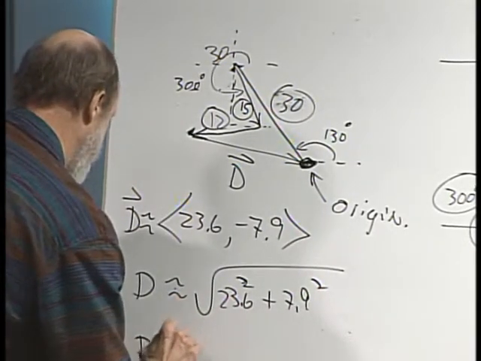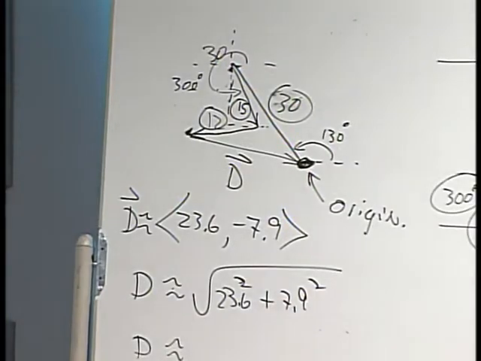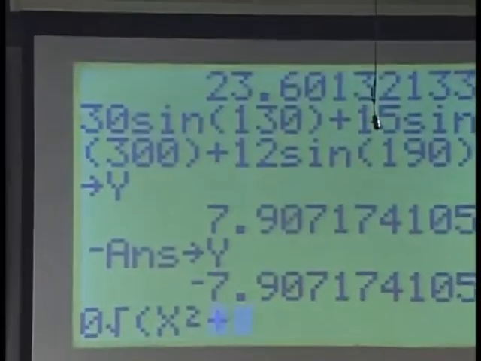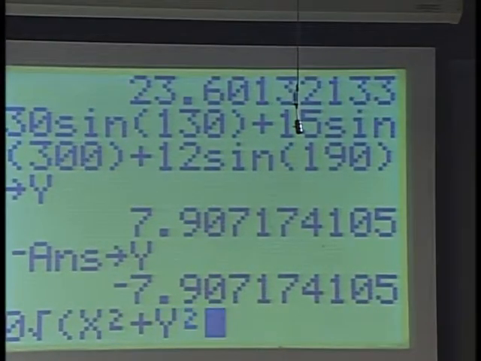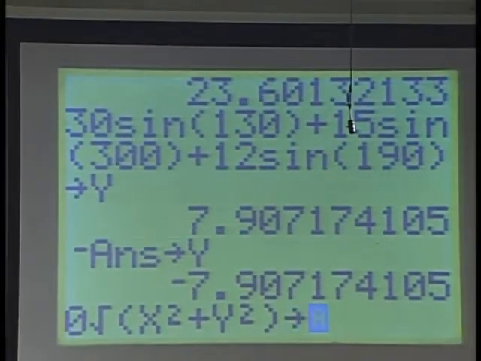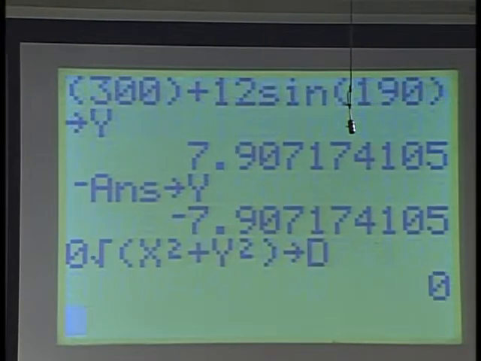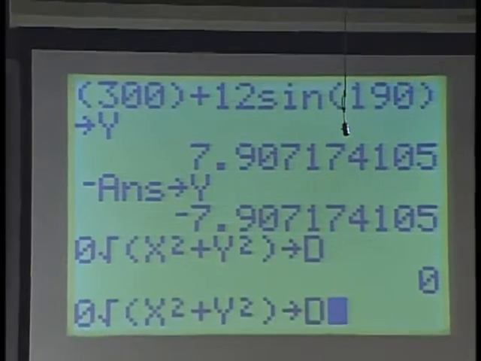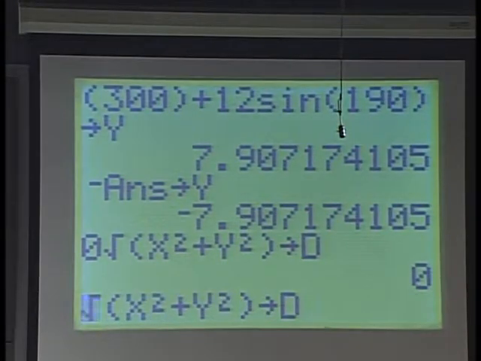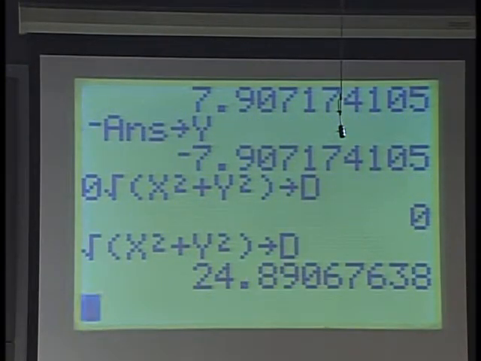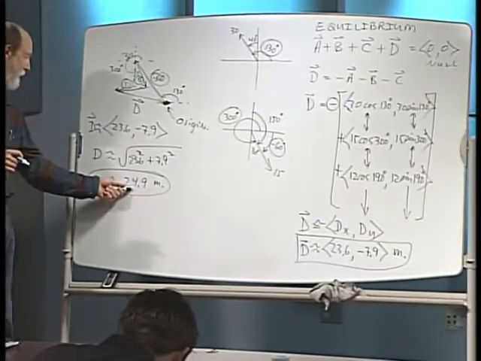And you get what? Do it real quickly here as well. Square root of x squared plus y squared, and store it in memory cell D. Hold it. I had an extra zero sitting in the front here. 24.9. So D is about 24.9 meters, to get you back home to the starting point.